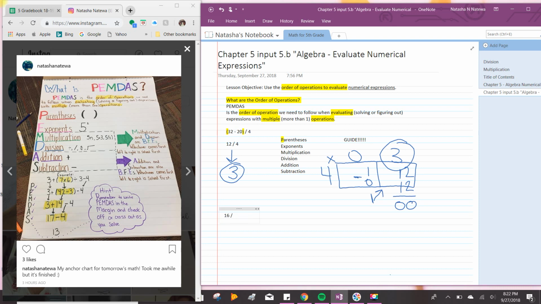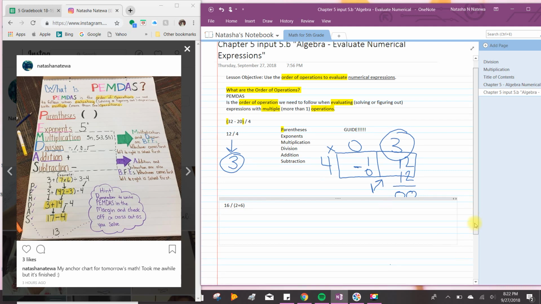divided by parentheses 2 plus 6. And then close it with the parentheses. Now, if you're confident, go ahead and pause the video and solve this for yourself. If you're not, then you can still remain watching this video and copying me as I go, okay?